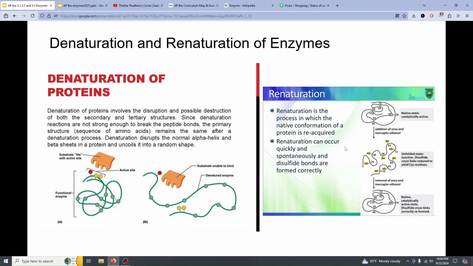Not always, sometimes. When you are able to do that, and send the protein back to its original shape, that's called renaturation. This happens, for example, here we have beta mercaptoethanol, which is a high sulfur compound, and see what it is doing. The addition of urea and beta mercaptoethanol is going to disrupt it, and when you remove them, it's going to come back to its original shape. That's called renaturation.